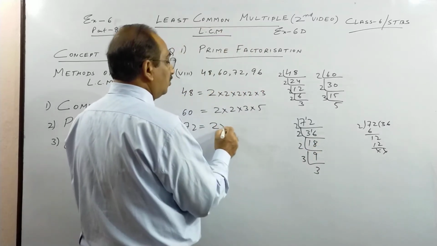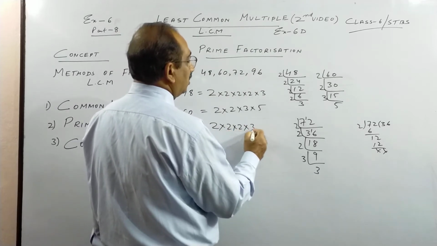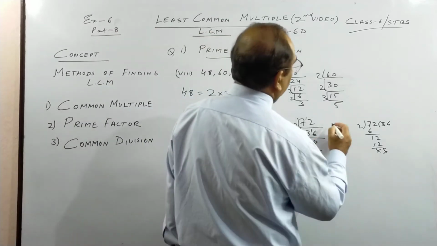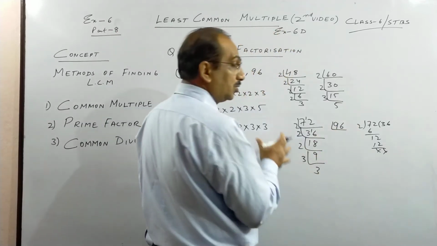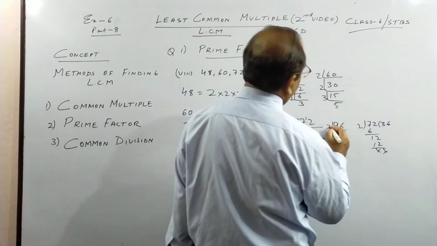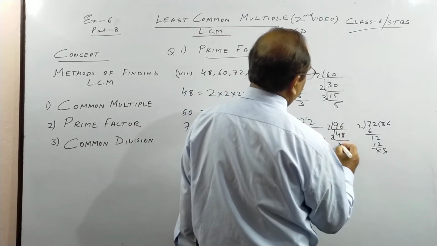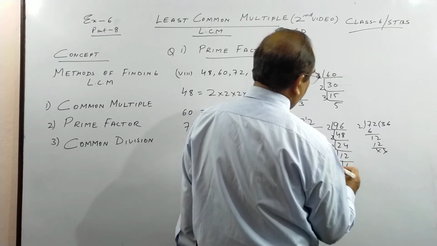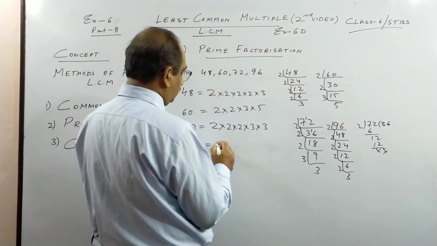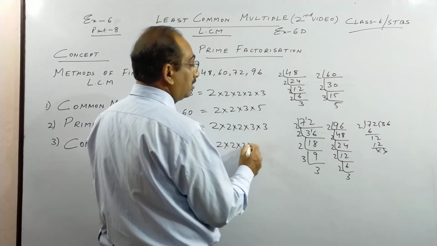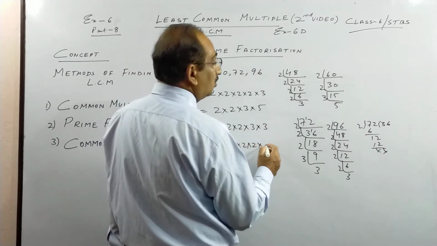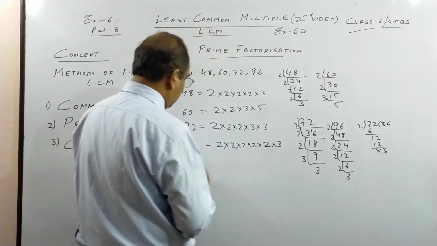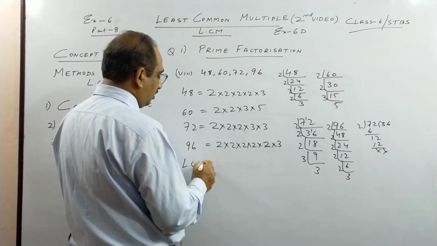So we have 2 into 2 into 2 into 3 into 3. Last is 96, children. 96 is, so all this work you show in the main body of the answer, children. So again they go on becoming half until we get all the factors. So 2 2s are 4, 2s are 8, 2s are 16, 2s are 32, 3s are 96.